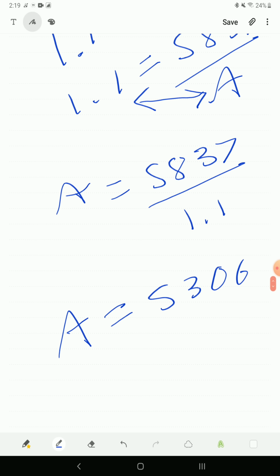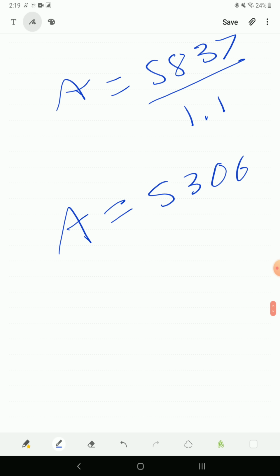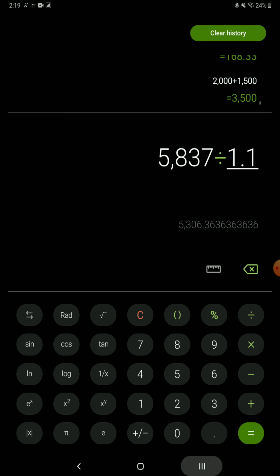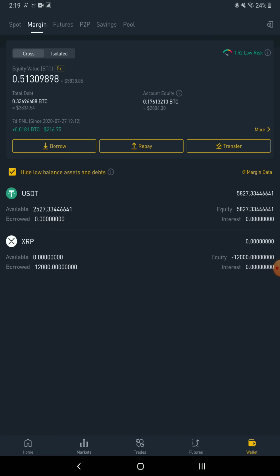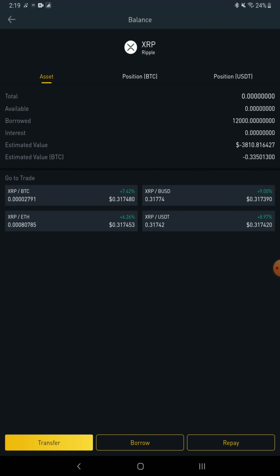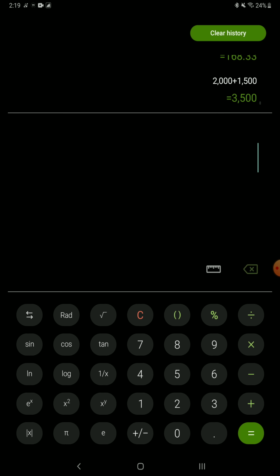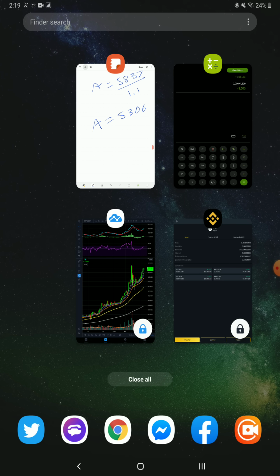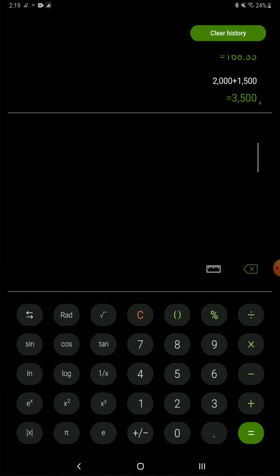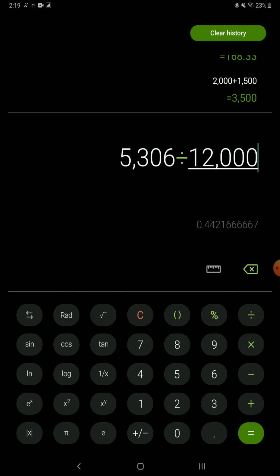53.06. Okay, but now you got to take that number and divide it by how many tokens you have, so you can calculate the exact price of what it needs to be. Clearly, I've got 12,000 here. Okay, so then you'll take that price right there, 53.06 divided by 12,000. There you go.